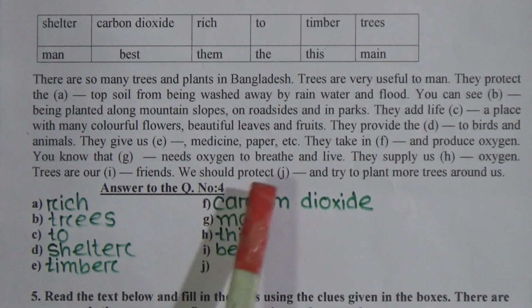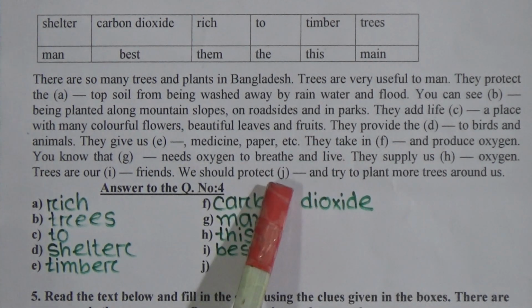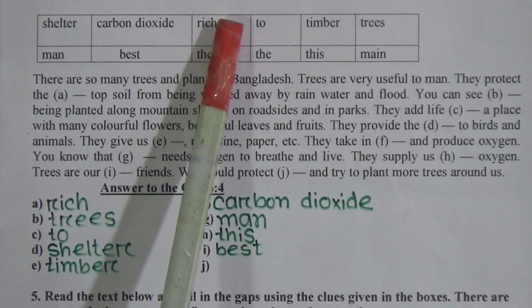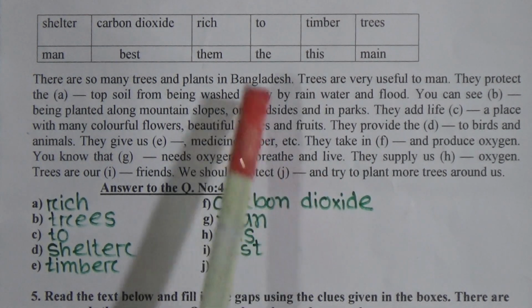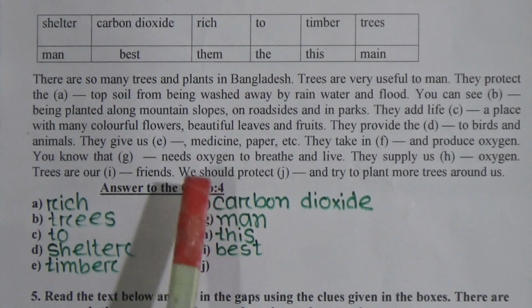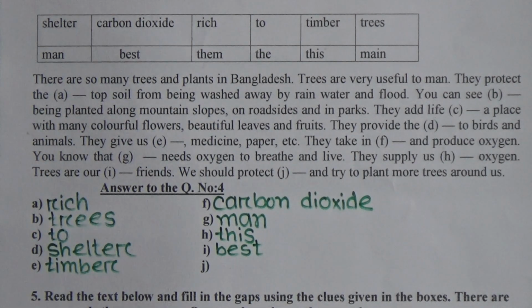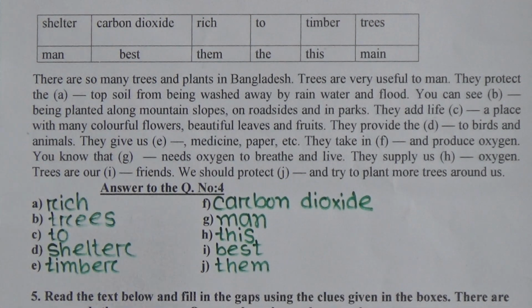And last sentence: we should protect dash and try to plant more trees around us. We should protect trees, but here we can't use the word trees because we have to use a word only once. That's why we have to write here "them." That means "them" means trees. We should protect trees and try to plant more trees around us. So in number J we have to write "them." We should protect them and try to plant more trees around us. So these are the answers of question number 4.